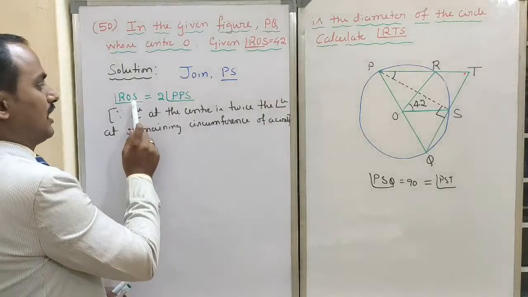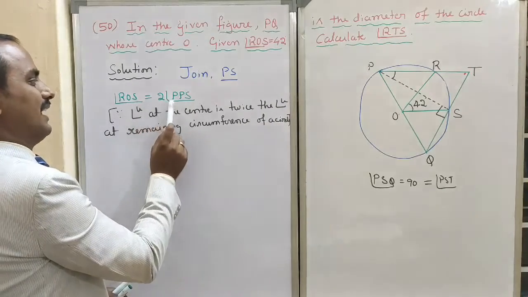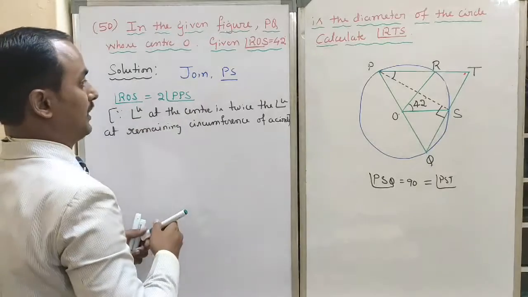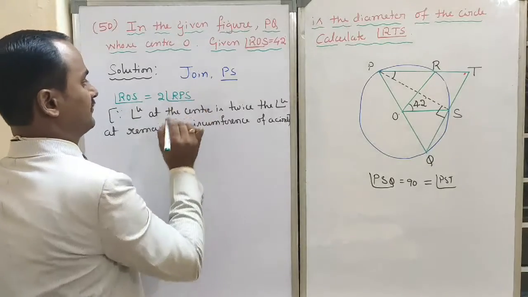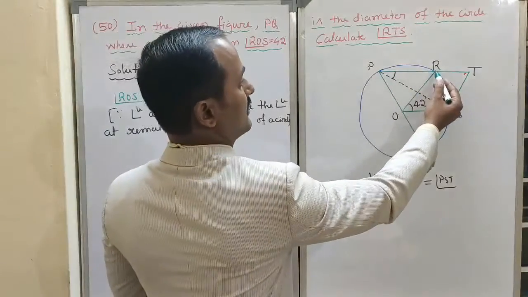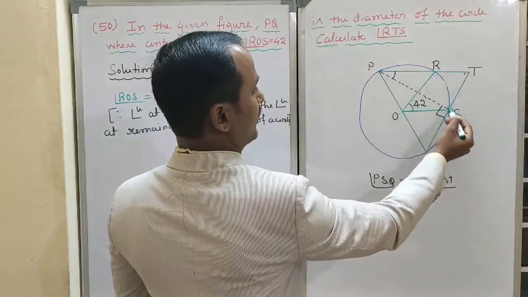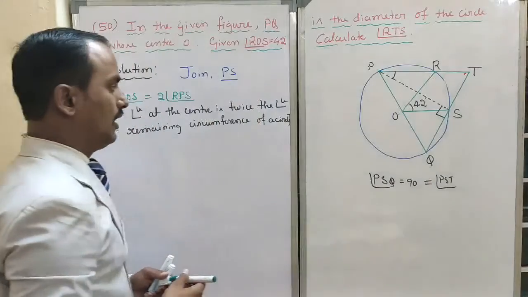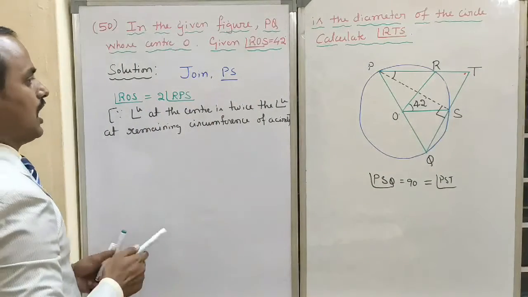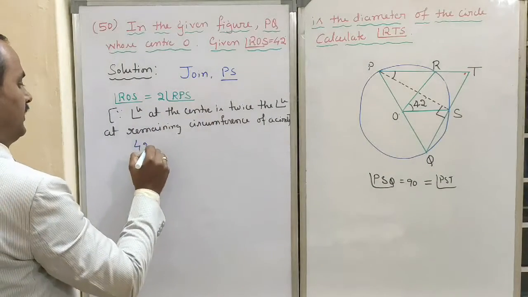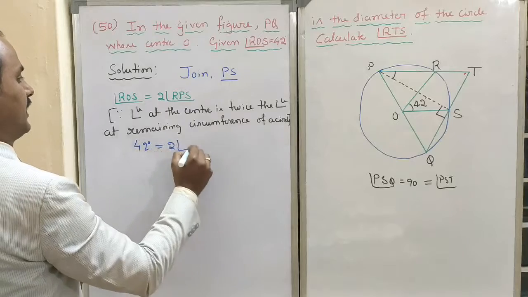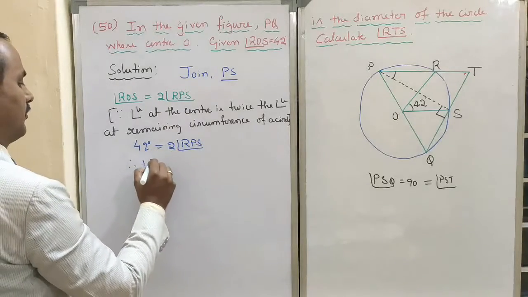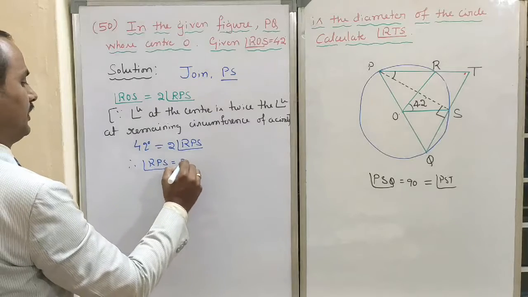Angle at the center ROS is twice the angle at the remaining circumference RPS. That is not PPS, RPS. Now, shall I substitute the values? ROS is 42 degree, equal to twice the angle RPS. Finally, the angle RPS is equal to 21 degree.